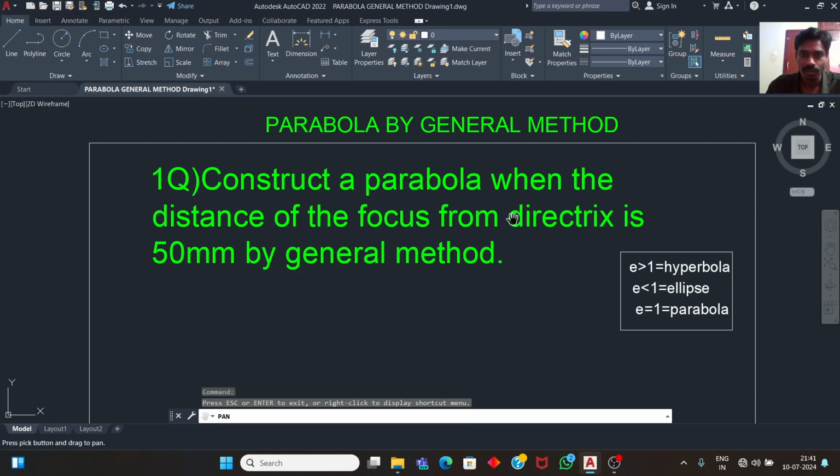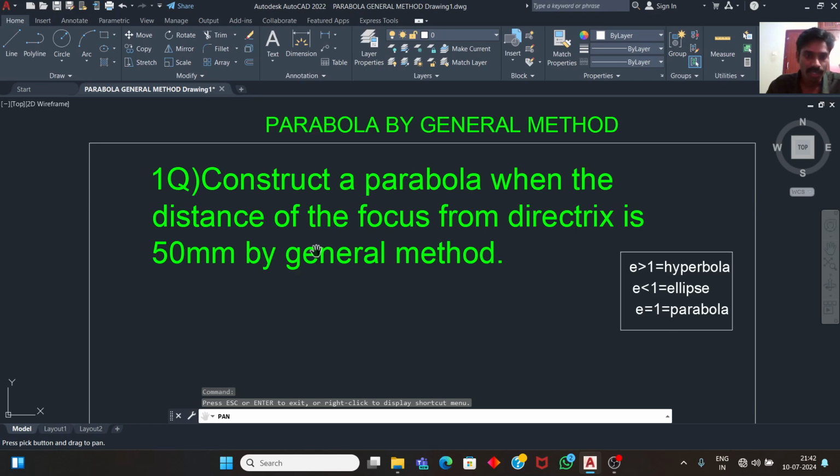So in our question, if they didn't mention the curve name, we will look at the eccentricity value. If the eccentricity value is greater than 1, the curve will be a hyperbola. If the eccentricity value is less than 1, the curve will be an ellipse. If the eccentricity value is equal to 1, the curve will be a parabola. So for a parabola, the eccentricity value is 1.